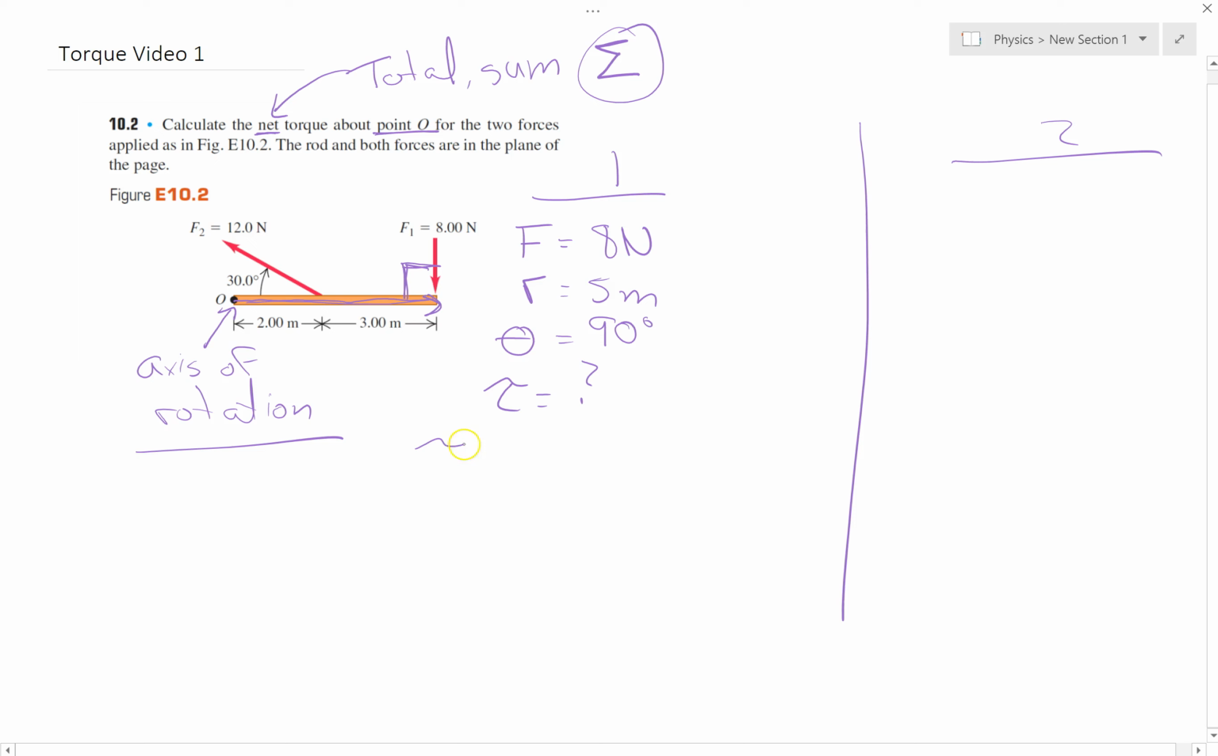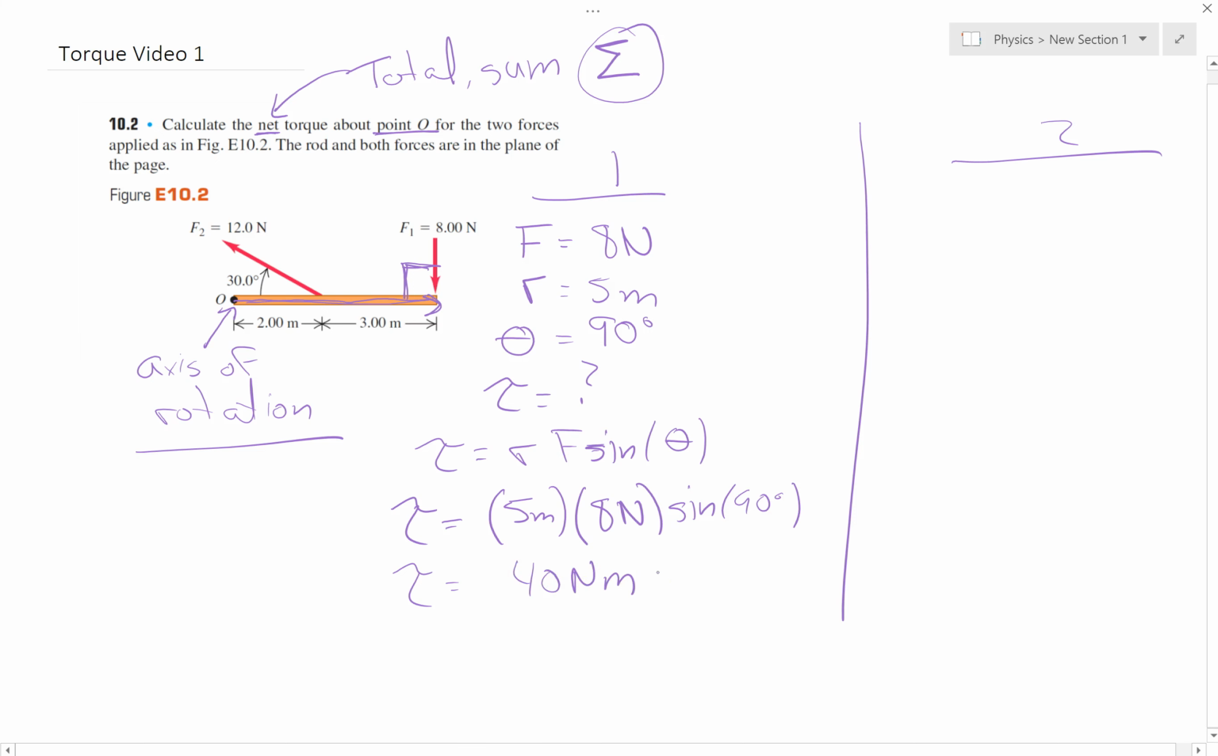So I've listed my unknowns and my knowns. Our next step is to write out our formula. So torque equals R F sine theta. And then we're going to plug in our knowns into our equation. So tau equals our lever arm, 5 meters, our force, 8 newtons, and our angle is 90 degrees, sine of 90. 5 times 8 should give us 40. 40 times sine of 90, which is 1, is going to give us 40 newton meters. So there's our magnitude of the torque.